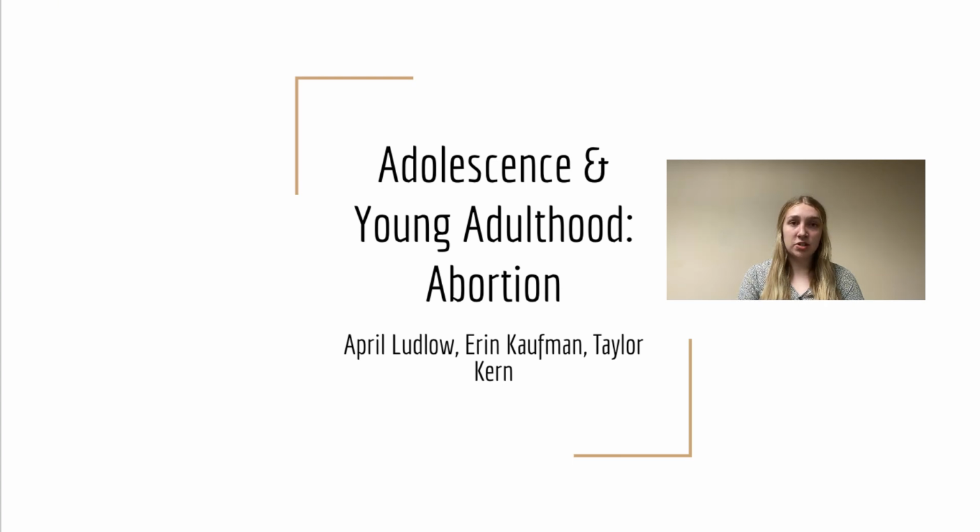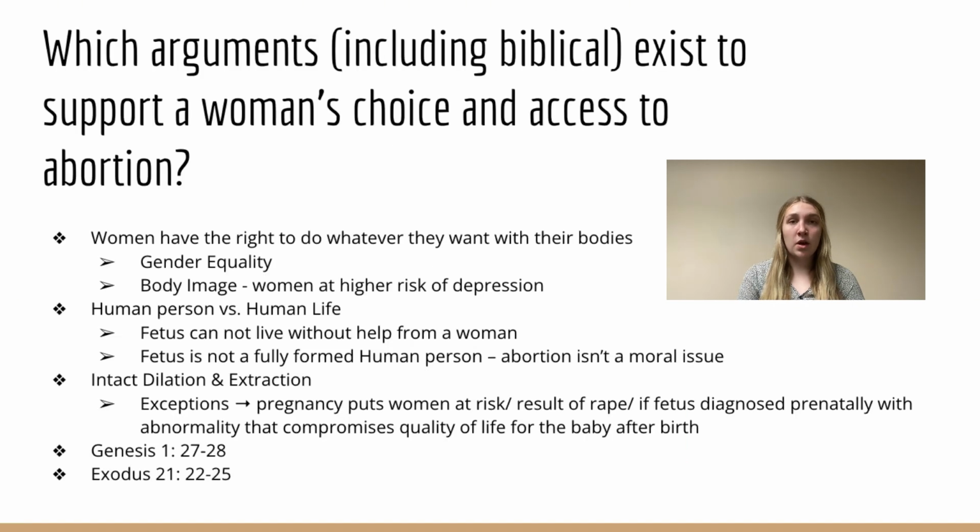Today I'm going to start our presentation off talking about the arguments for pro-choice. My first argument is that women should be able to have the right to decide what they want to do with their bodies. As girls and women grow up in late adolescence and early adulthood, they face struggles with body image. And these struggles often are coupled with a higher risk of developing depression. So as one's body changes during the beginning of pregnancy, abortion is an outlet that should be available to them.